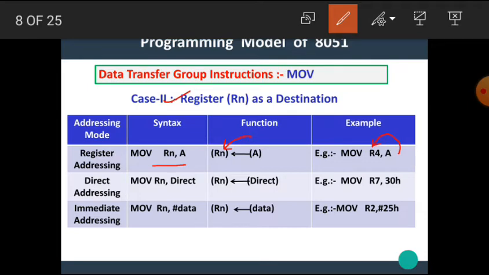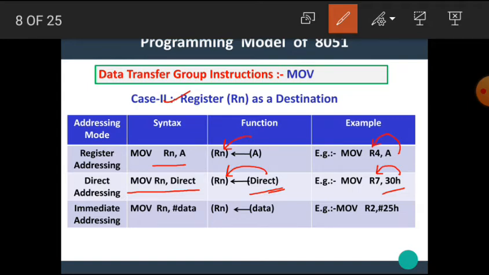The next instruction syntax is MOV Rn, direct. That means the content which is placed at this memory location is copied into the destination register. For example, MOV R7, 30h. That means the data which is placed at the 30h memory location is copied into the R7 register.